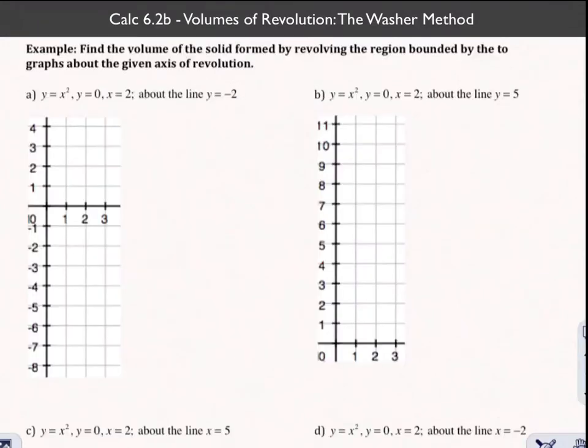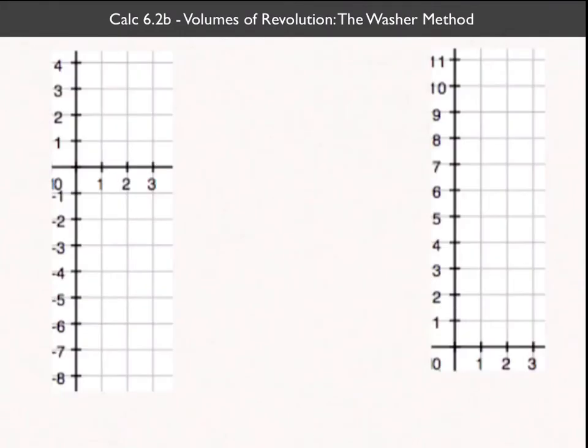All right, in our next example, it says find the volume of the solid formed by revolving the region bounded by the two graphs about the given axis of revolution. So now we have the line y equals x squared, which is going to go to 1, 1, 2, 4. And the line y equals 0, which is right here, and then x equals 2, which is right there. And now we're going to revolve this about the line y equals negative 2.